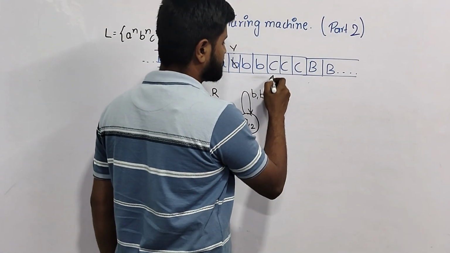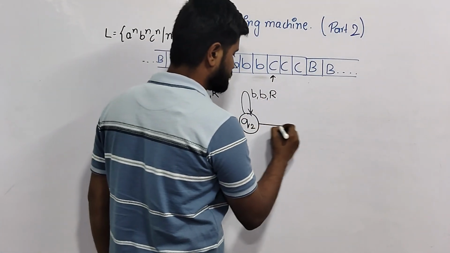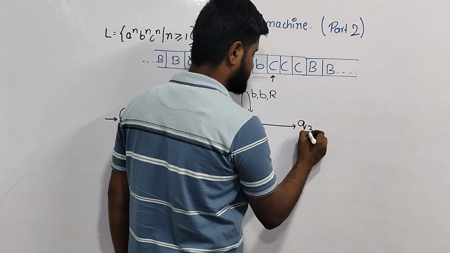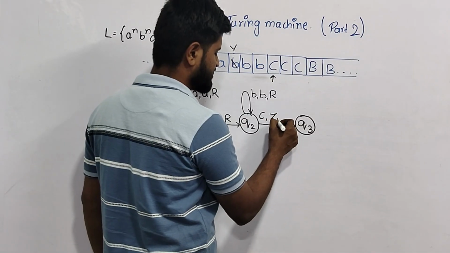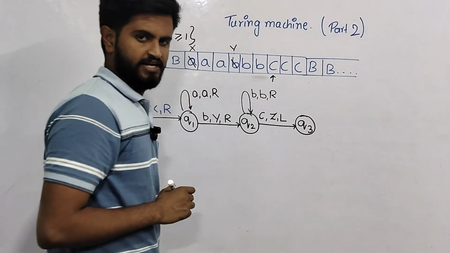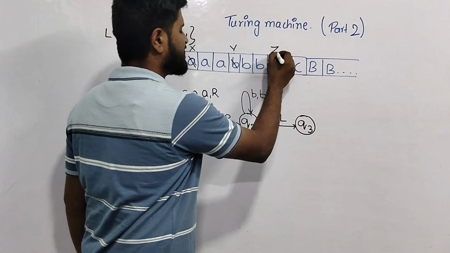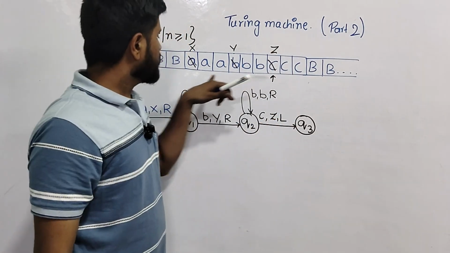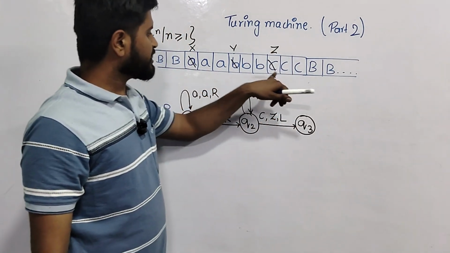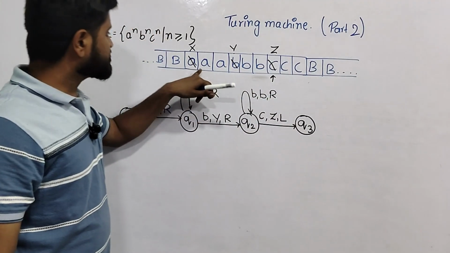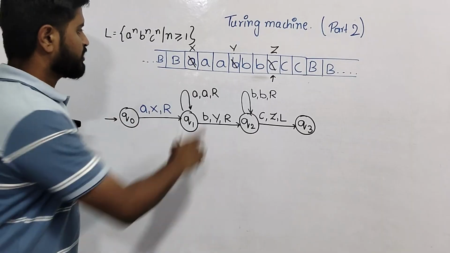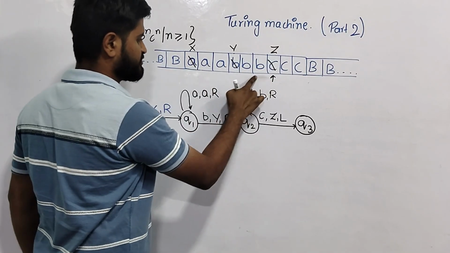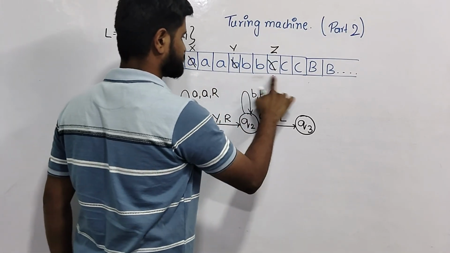If I encounter B, I will write it as it is and move towards the right side. Now I encountered C, so I will be moving to the next state. I will be calling it Q3. If I encounter C, I will replace it using Z and move towards the left side. So 1A is over, 1B is over, 1C is over. Again I must come to A. If I want to come to A, I must move left side. So I can't directly come like this, I must come one step back.